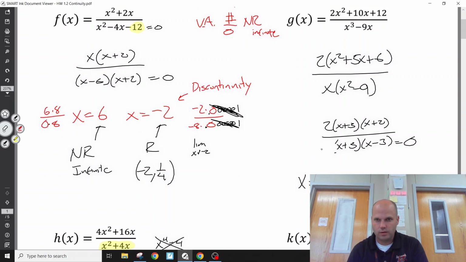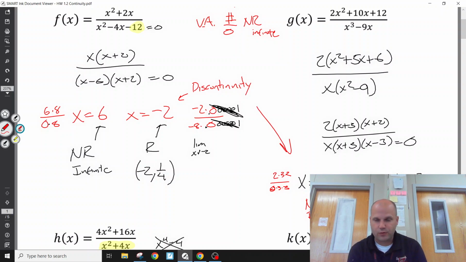If I plugged in 0, I get 2 times 3 times 2 over 0 times 3 times -3. Okay, 0 is not going to cancel with another 0. Boom, non-removable, infinite at 0. These are my discontinuities.